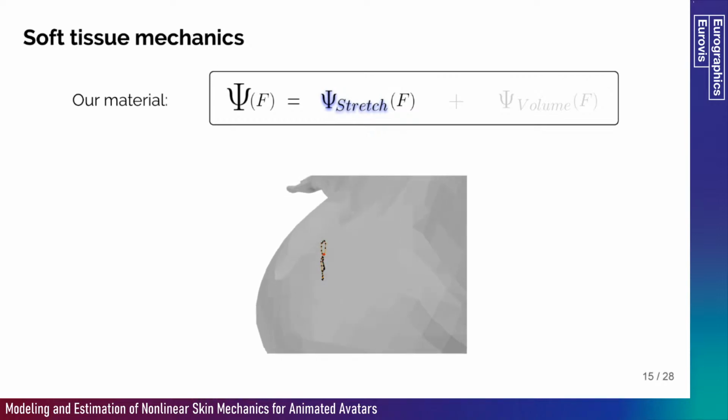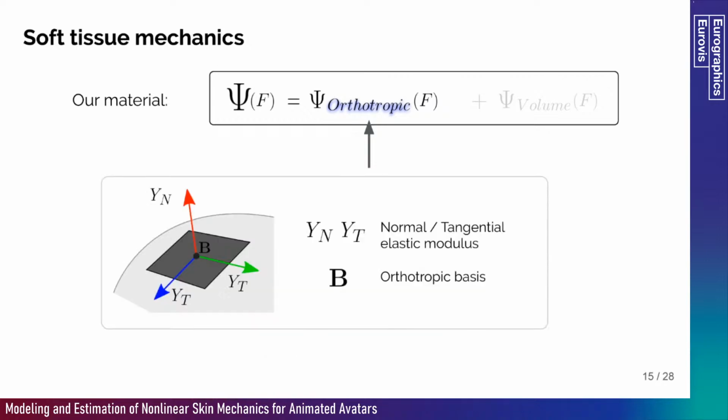First, observing a strong directionality in unposed vertex trajectories and motivated by the layered structure of skin, we support orthotropy in our material, weighting the strain resistance differently under different orthogonal directions. This anisotropic property is parameterized by the normal and tangential elastic modulus, together with the basis, which is aligned with the normal of the avatar surface. Notice how, using just a single tangential modulus in our parameterization, the elastic properties are equal in all tangential directions.